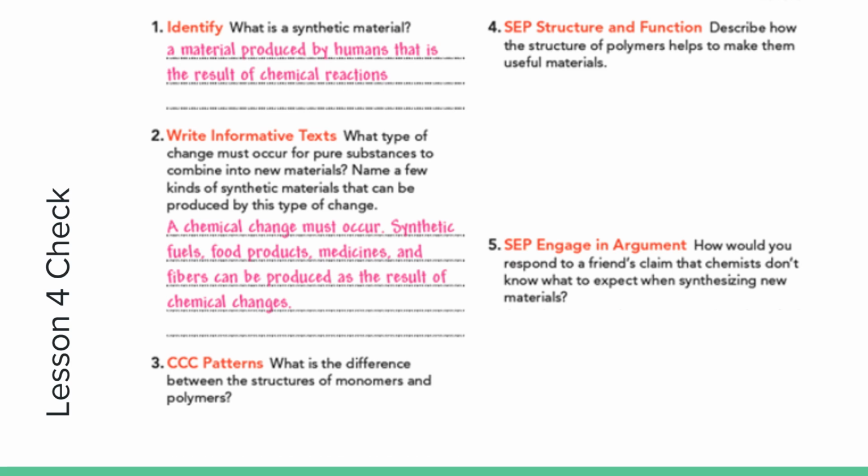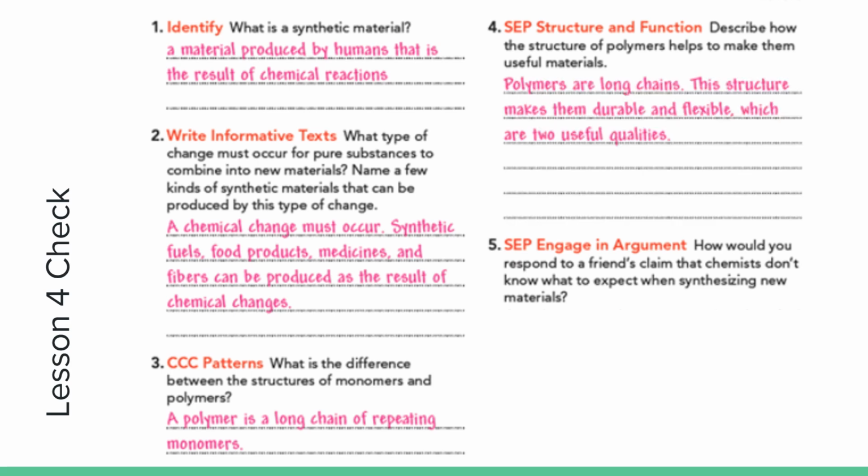3, what is the difference between the structures of monomers and polymers? A polymer is a long chain of repeating monomers. 4, describe how the structure of polymers help to make them useful materials. Polymers are long chains. This structure makes them durable and flexible, which are 2 useful qualities.